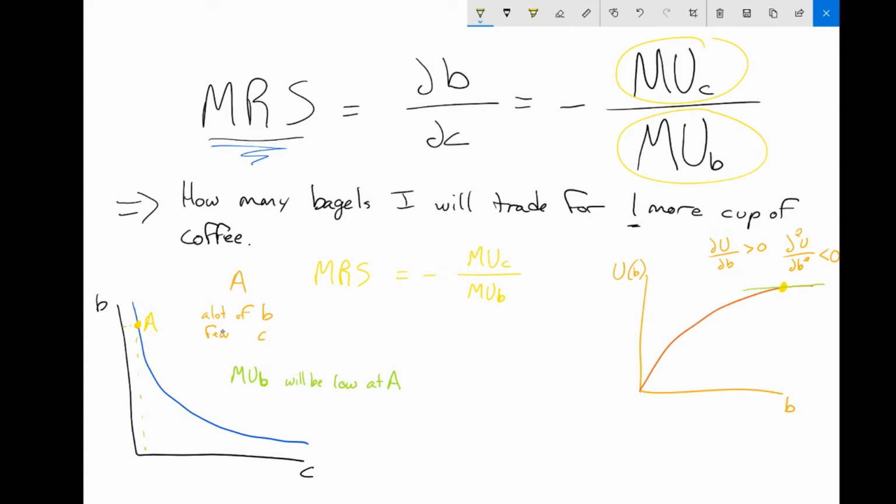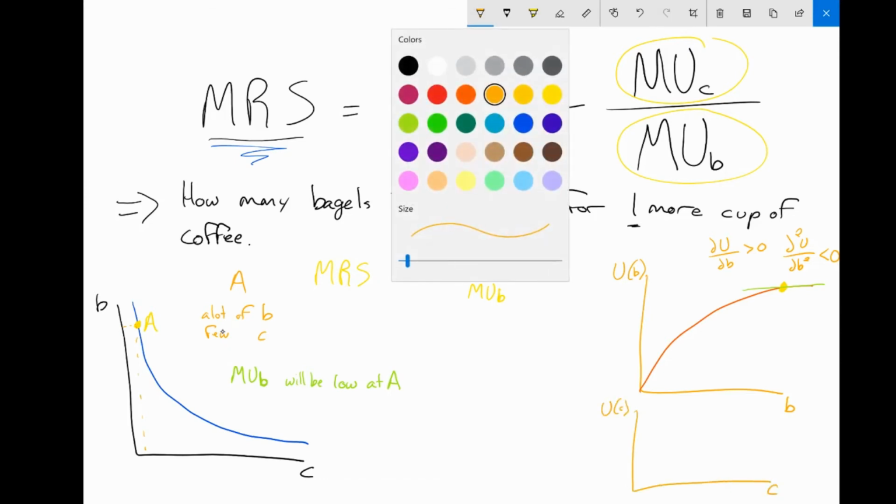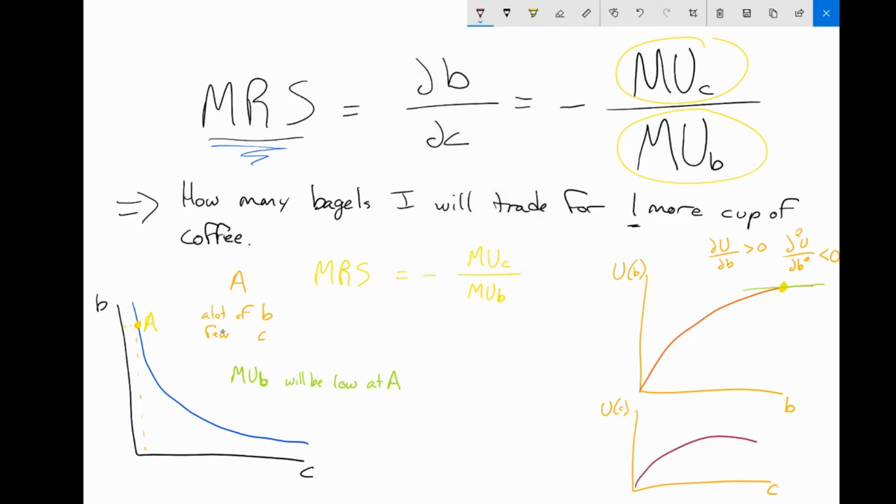All right. Well, what about C? At point A, they have very little C. Very, very, very little C. So I'll just draw that down here. And the utility curve will look something like this. Again, let's make sure that doesn't ever decrease. Just as before, it's going to have the exact same properties, right? So it's going to be increasing, but at a slower rate. It's a diminishing marginal utility, so the second derivative is negative. Okay, so there we go.